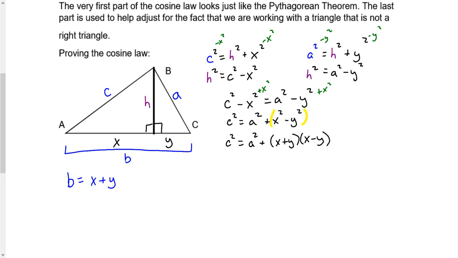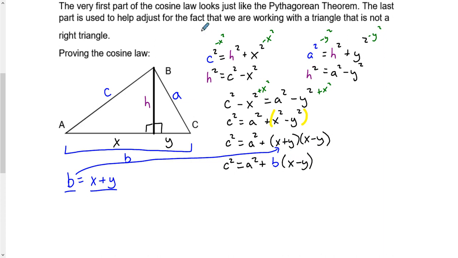Oh, but what does that mean? We have seen some x plus y before. We have an x plus y here. Well, x plus y is b. So wherever we see x plus y, we can write b. So that's b. But that's no fun. We got to do some more there.